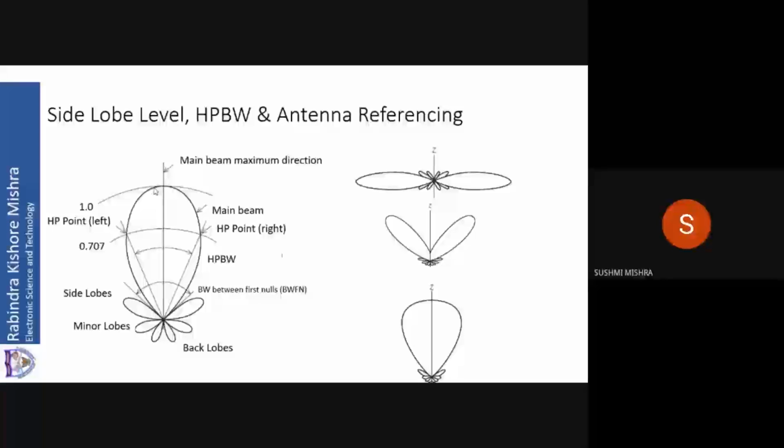So there are similar designations for different types of patterns. Antennas are referenced based on these patterns: end fire, broadside, fan beam. So these are different ways of referencing antennas. Then we discussed the radiated power.